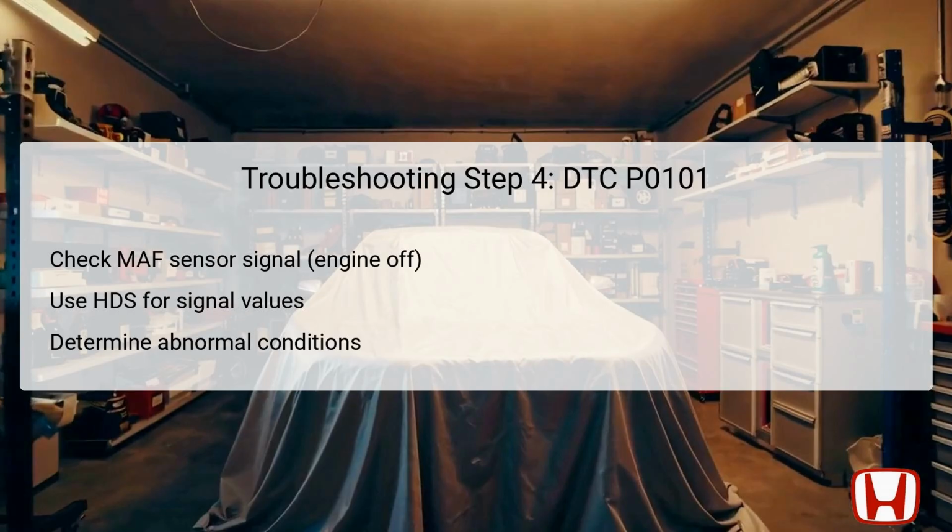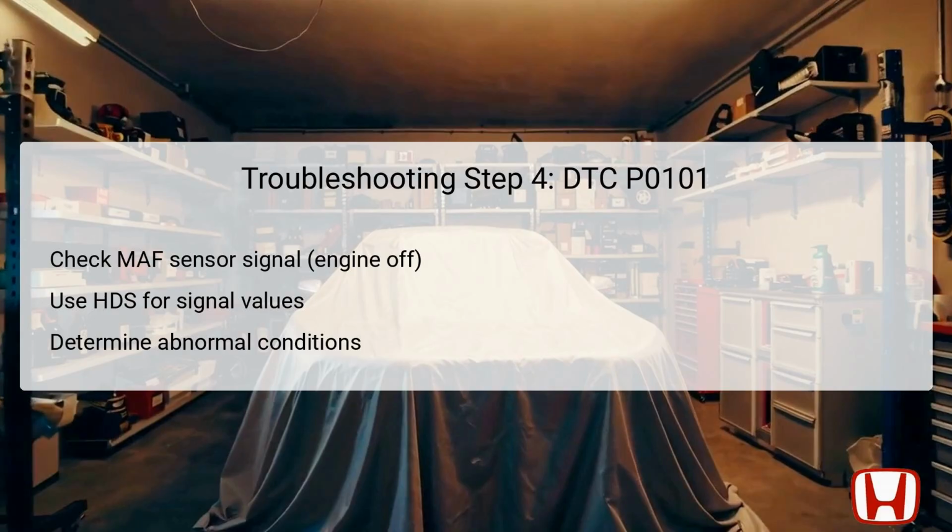The fourth troubleshooting step involves checking the signal from the MAF sensor while the engine is off, which facilitates a controlled analysis of the signal. At this stage, the Honda Diagnostic System, HDS, is employed to assess the MAF sensor signal. The expected parameters should fall within a specified threshold, typically in Hertz, Hz.